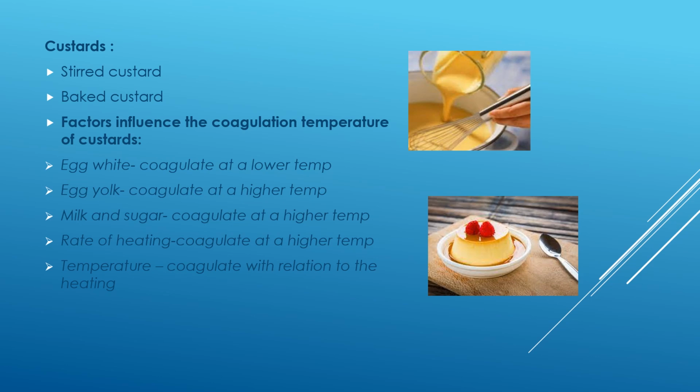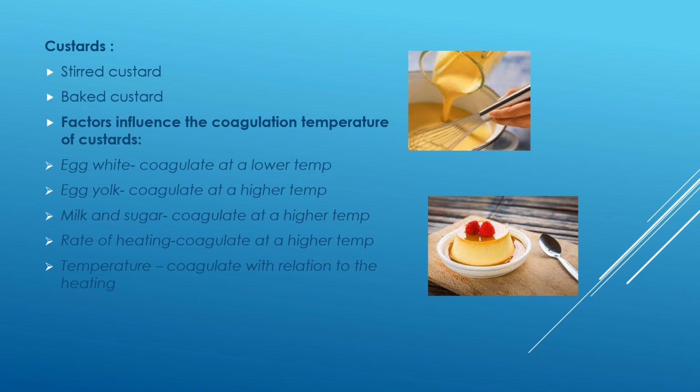There are several factors that may influence the coagulation temperature of custards. In general, we all know that custards are made from whole eggs. But for some reasons, the egg white or yolk may be substituted. If it is made with egg white, it coagulates at a lower temperature, while if egg yolk is used to make a custard, it coagulates at a higher temperature. Also, the higher the milk and sugar in the custard, the higher the temperature at which it will coagulate.